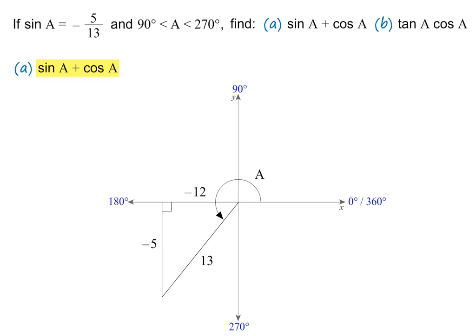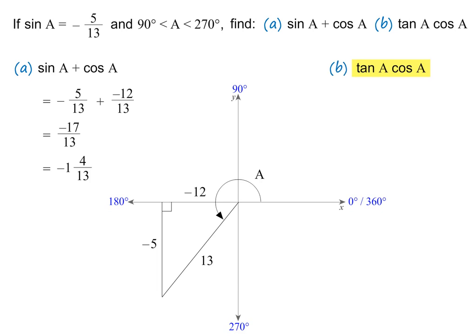Part A asks us to find sin A plus cos A. Sin A has been given to us in the question. It is minus 5 over 13. To find cos A, we need to recall that cos is the ratio x over r. Using the sketch, this is minus 12 over 13. The denominators are the same, which means we can add the numerators. The answer, as a mixed number, is therefore minus 1 and 4/13. Please pause the lesson if you need more time to check this working.